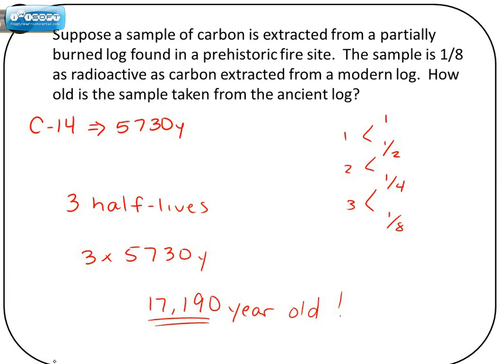Last one. We've got carbon, which is 5,730. An eighth left. 1, 2, 3 cut in halves from the previous question. That's 3 half-lives times 5,730. That's 17,190.